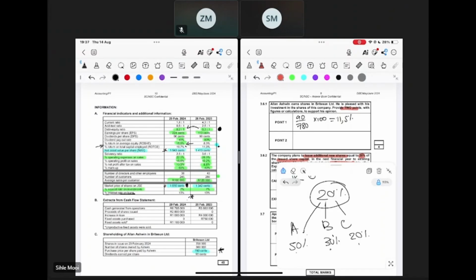Now, let's say that C decides not to take those shares. So now these 20% shares are going to be shared between A and B. As you can see, their amount of shares will be increasing, but C's will be staying the same. So that means he'll no longer be at 20%. His shareholding will decrease. Does that make sense?